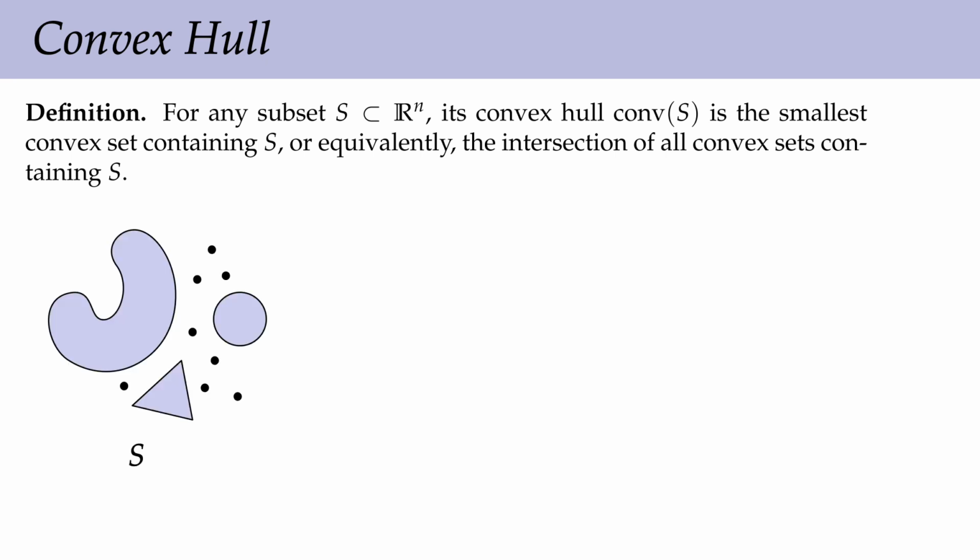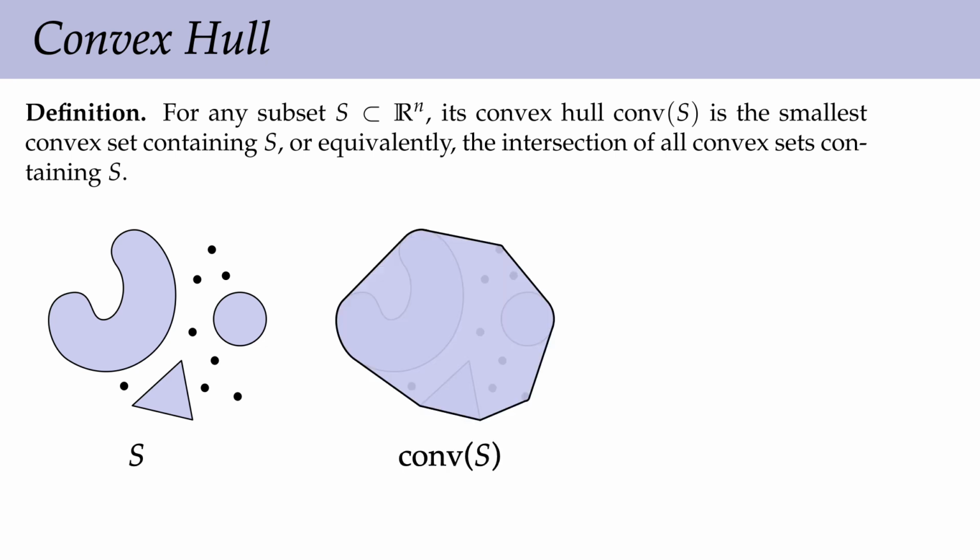So let's say we start out with this set S. It's got some two-dimensional regions. It's also got some points in it, right? It's the union of all these shapes. And the convex hull of this set, well, it looks like, as I said, wrapping something around this set, kind of making that as small as possible, pulling it tight without becoming non-convex, right?